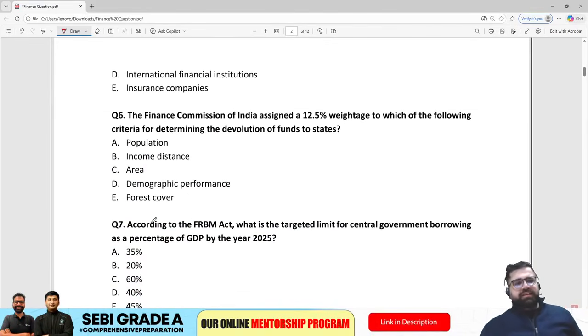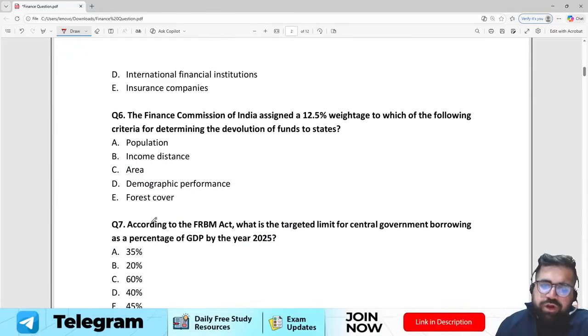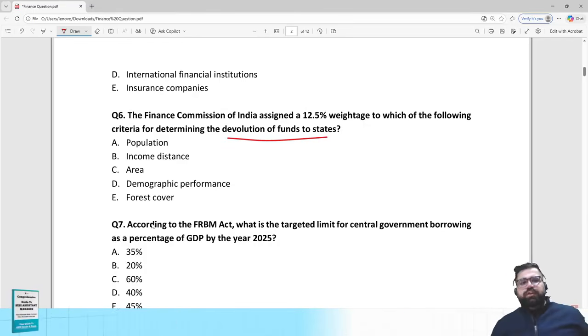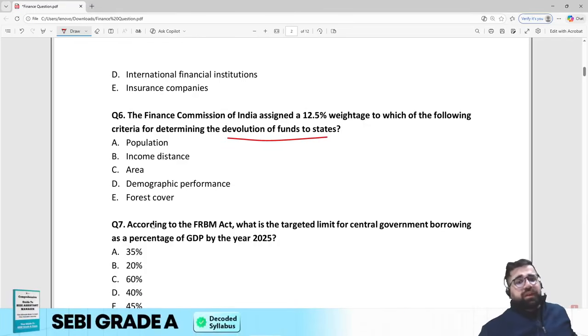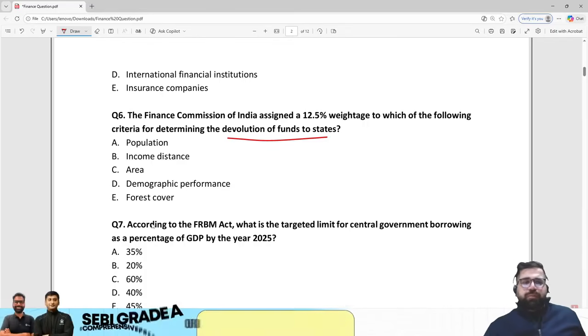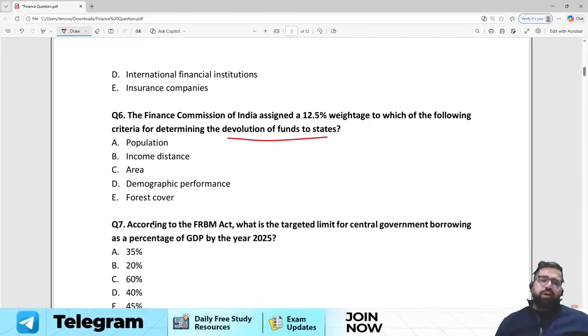Question number 6. The Finance Commission of India assigned 12.5% weightage to which of the following criteria for determining the devolution of funds to states? Now we all know that 16th Finance Commission is about to start, but the question is related to simple number: 12.5% weightage to which of the following criteria? Population, income distance, area, demographic dividends, or demographic performance, or forest cover.